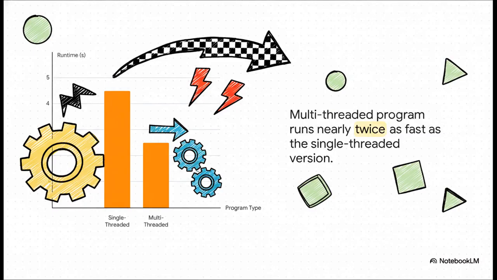Okay, check this out. On the screen, we've got two programs. They're doing the exact same heavy lifting. But look at the runtimes. The first one clocks in at around 4.5 seconds. The second one, whoa, just 2.5 seconds. I mean, that is almost twice as fast.